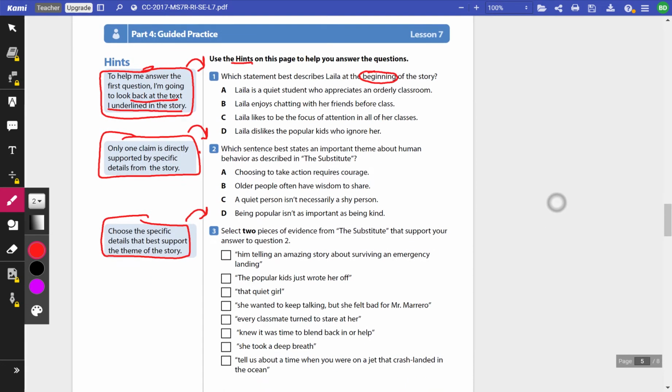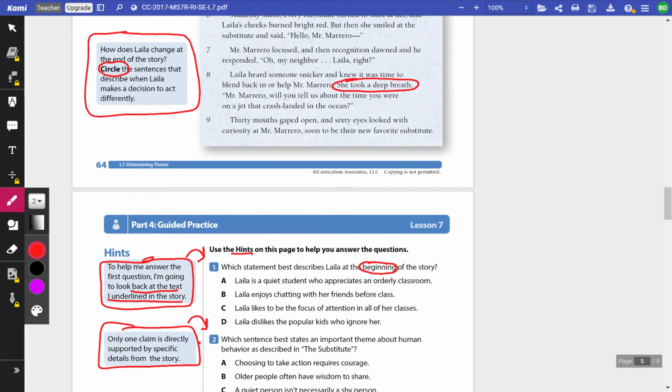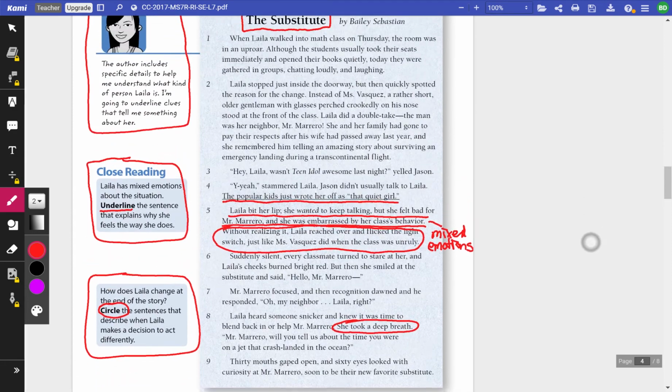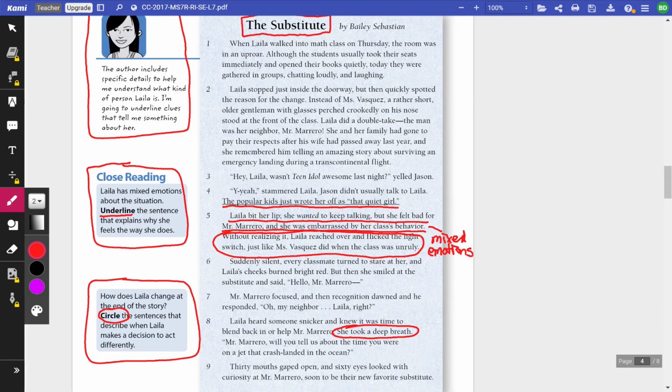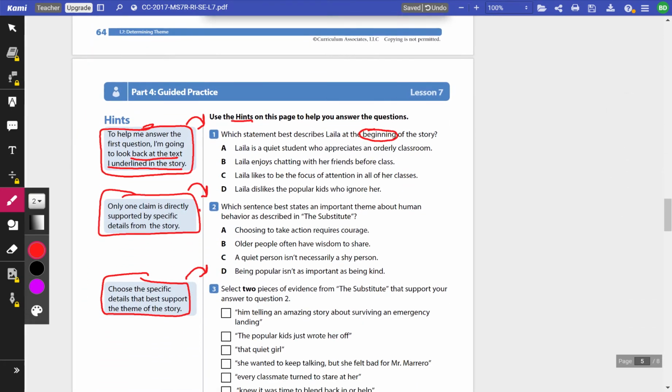Okay, so remember we had to describe Layla at the beginning of the story, and we used what the study buddy underlined for us to help us out. And remember, the study buddy underlined, the popular kids just wrote her off as that quiet girl. So, based on that piece of underlined text, we know that the answer has to be A. Layla is a quiet student who appreciates an orderly classroom.